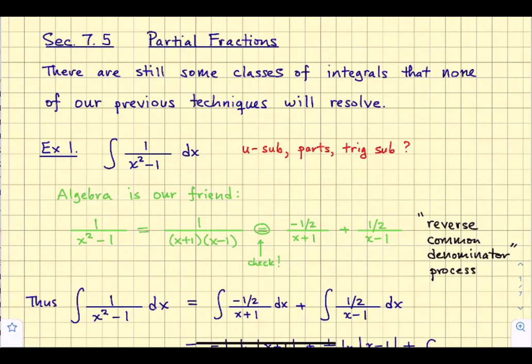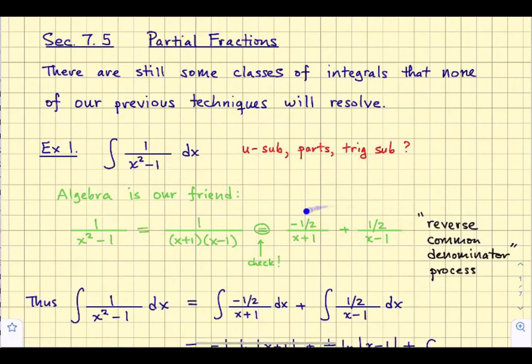And notice if we write 1 over x squared minus 1, we factor the denominator to get 1 over x plus 1 times x minus 1. And then if we were to split this rational function into the sum of two rational functions, each of which, notice the denominator here is one of the factors in the denominator here. The denominator here is one of the factors in the denominator here. You can think of this as a reverse common denominator process.